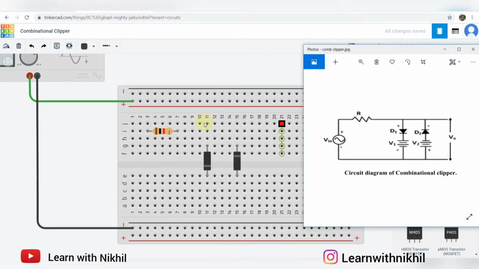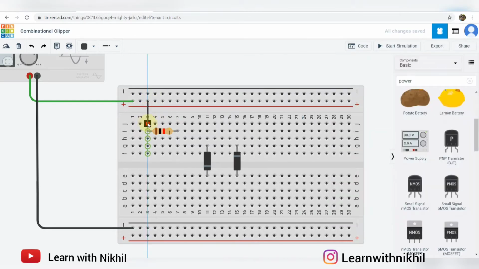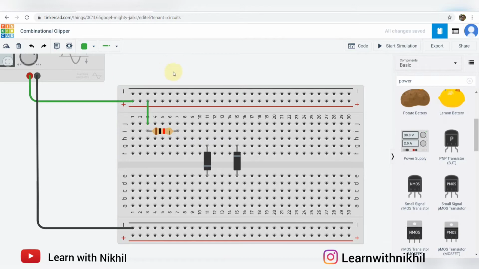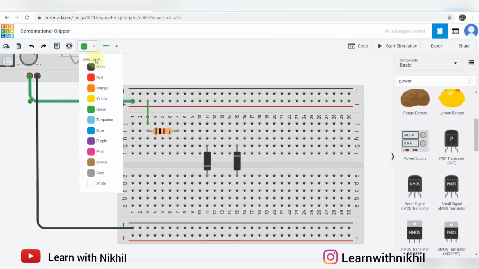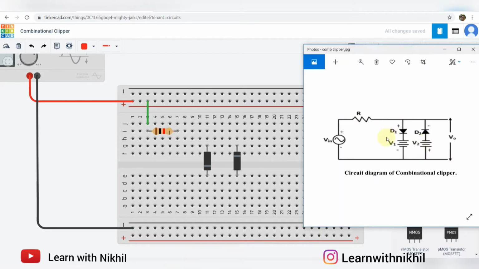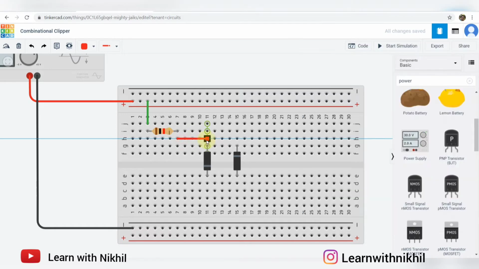We'll make the attachments. This positive supply first is given to the resistor. This color green. I'll create red. Color doesn't matter, just for the representation purpose. I have a diode. This terminal of the diode is attached to the resistor. I'll do the connection like this.